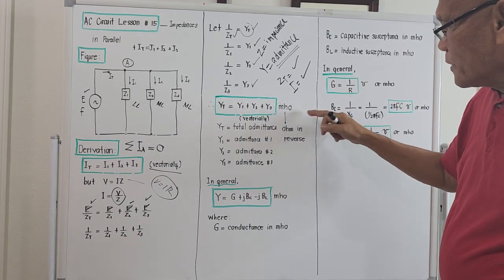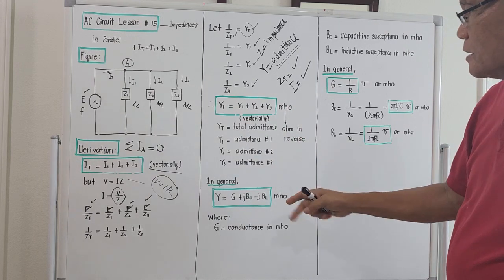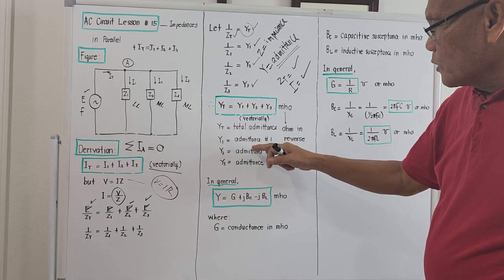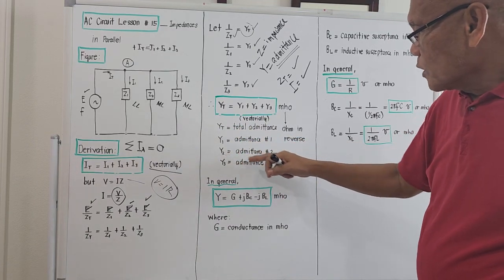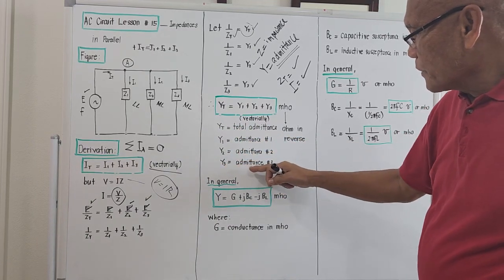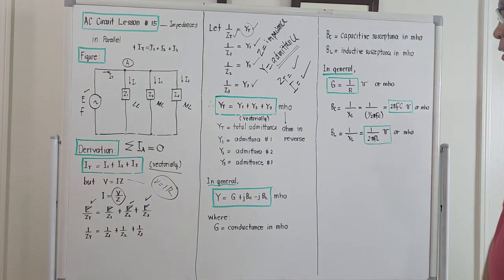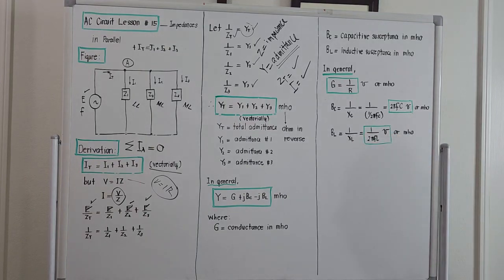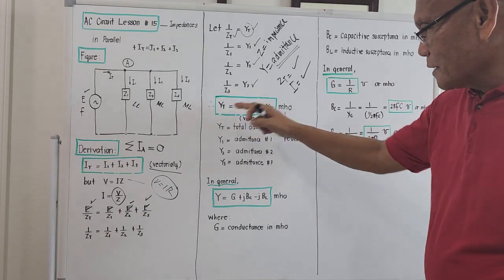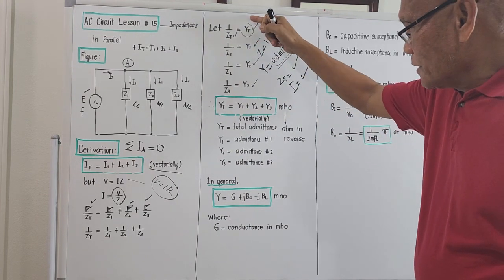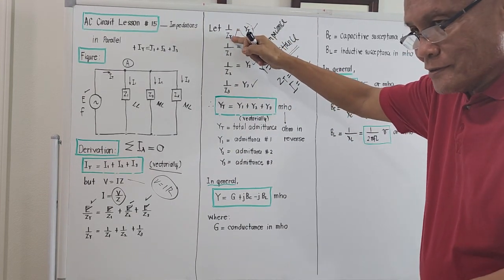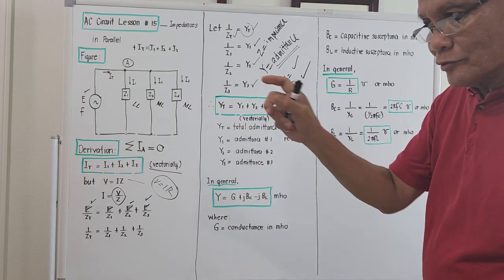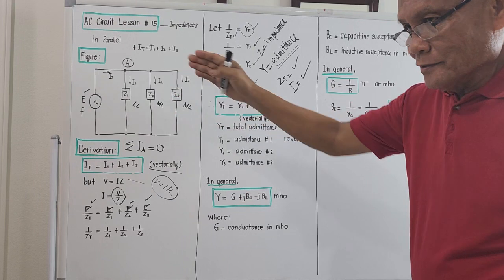It is actually ohm in reverse, in which Y with the subscript capital letter T is total admittance, Y1 will be admittance number 1, Y2 will be admittance number 2, and Y3 will be admittance number 3. That's how we compute for the total admittance under parallel circuit, because after the computation of the total admittance, you just take the reciprocal of it and you could compute for the total impedance.